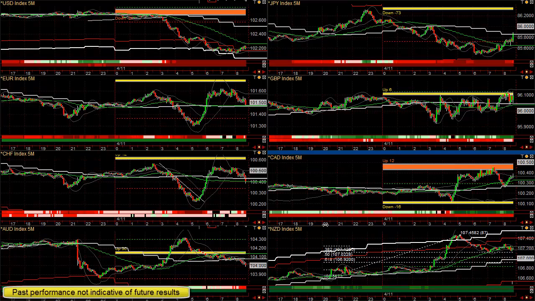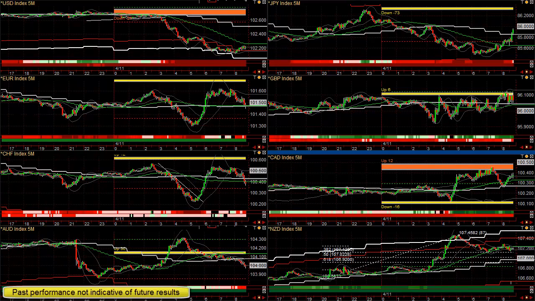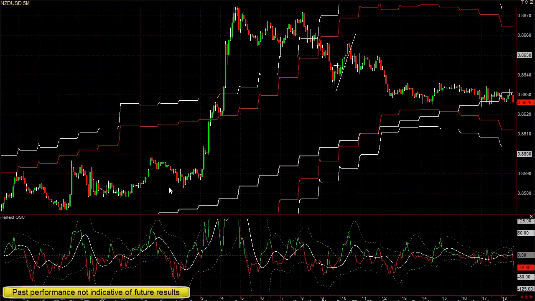Which one's the strongest? This one's kind of going sideways, but I would definitely look at the New Zealand Swiss. The dollar's weak. The yen's weak, but it's right at the hourly. If it breaks above the hourly and this one breaks down, you could always sell the Swiss yen. So we'll take a look at that one at about 8 o'clock. Swiss yen.